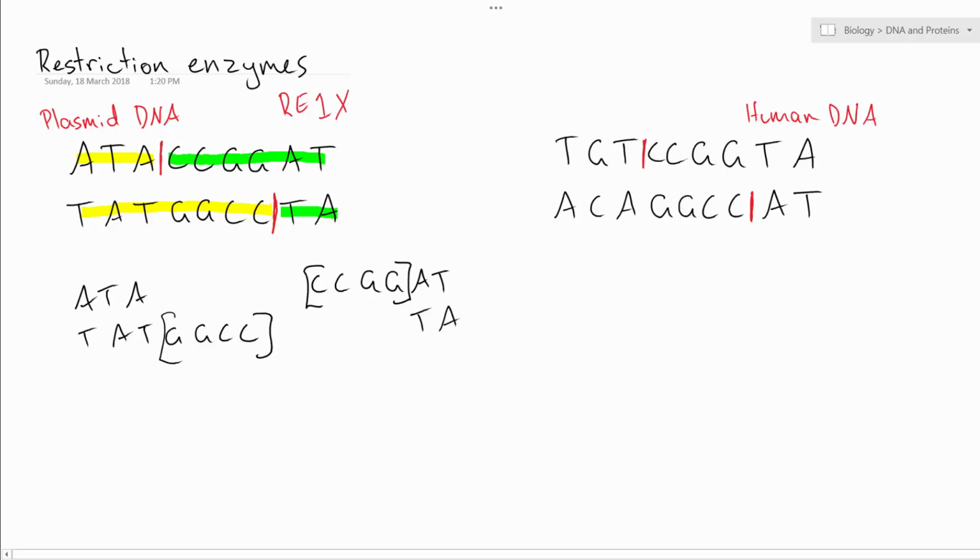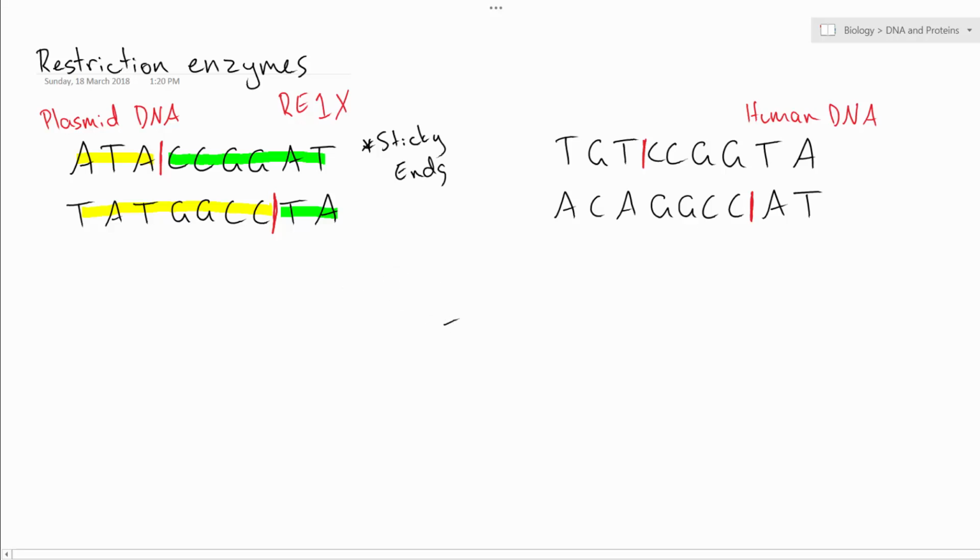I refer to those as sticky ends. And the reason they're called sticky ends is because they are able to stick to other complementary sequences. That's really helpful for us if we are trying to embed this human DNA into our plasmid in order to replicate a particular gene.